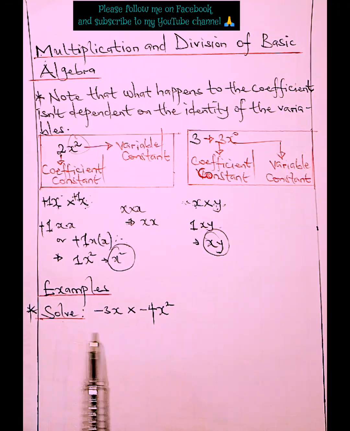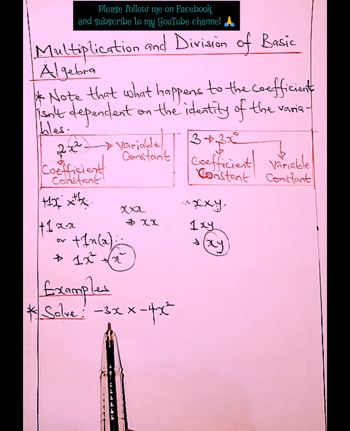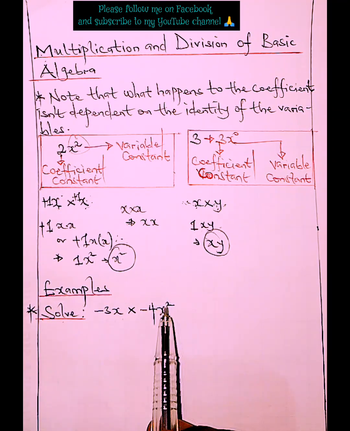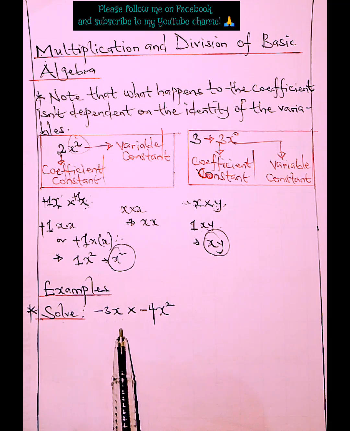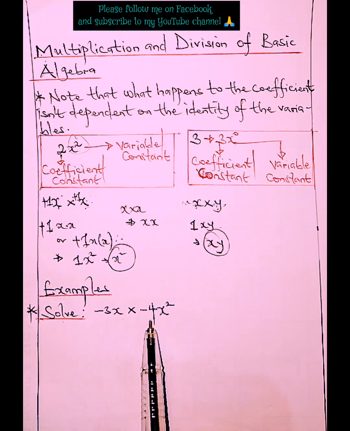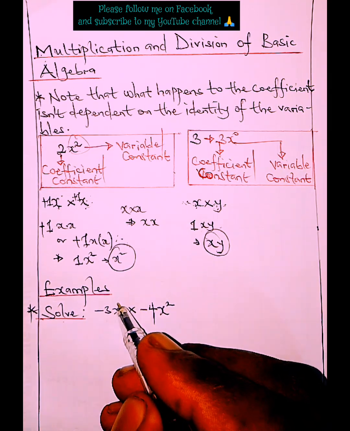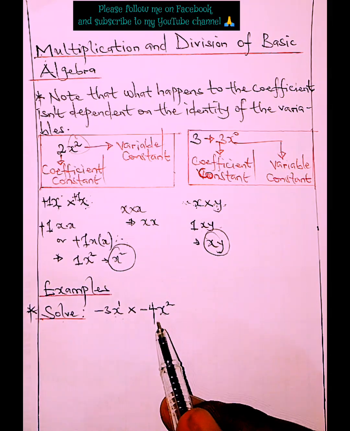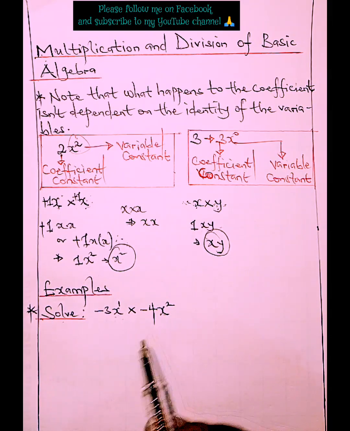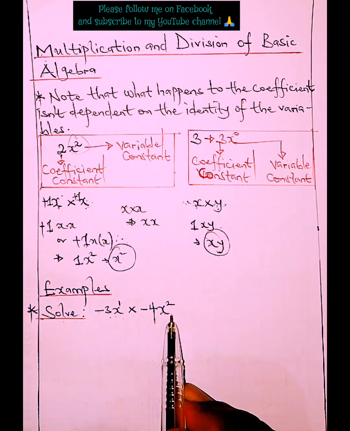So look at this: solve minus 3x times minus 4x squared. Now, how do we solve minus 3x times minus 4x squared? Don't forget that we're working on multiplication and division of basic algebra. According to the rule, we don't care about the kind of variables that we have. This x is raised to power 1, and this x is power 2. So those variables are not the same, but it doesn't stop us from getting our work done. So what we have here is minus 3x to power 1 times minus 4x to power 2.